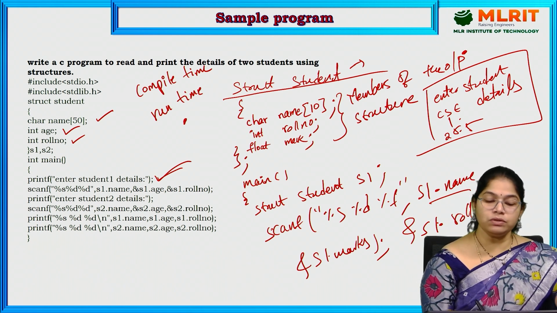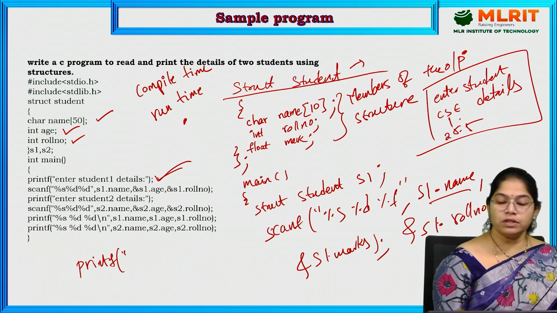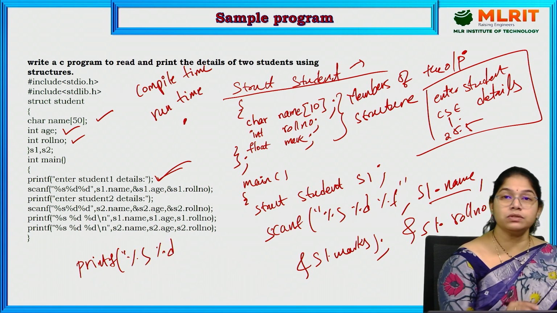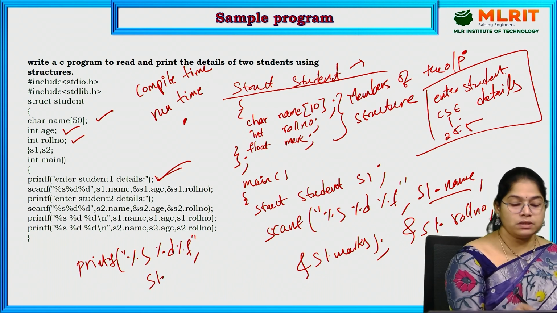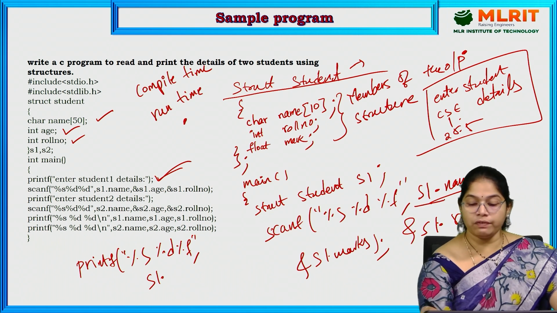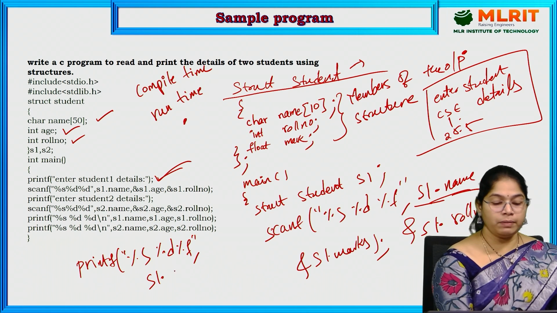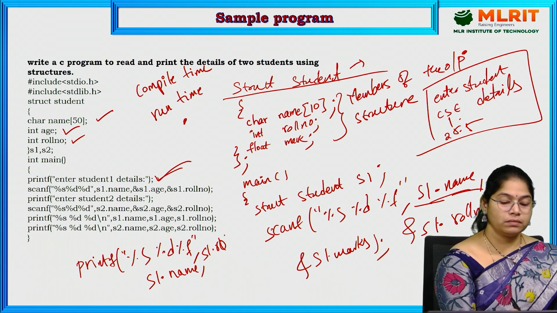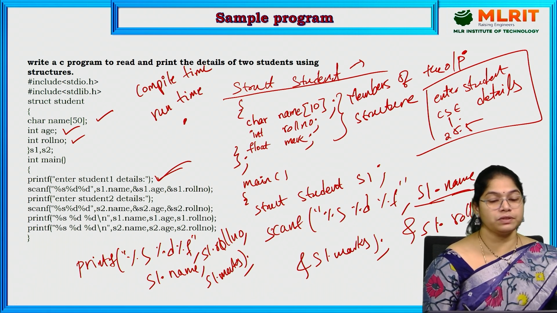So to print the values, we have to use a function called printf. The first one is the string, so %s. Then the roll number, which is of type integer, so %d, and then marks, which is of type float, so %f. To access the members of the structure, we have to use the structure variable and the member with a dot operator. Here the structure variable is S1, dot operator, then the members of the structure: name, comma, S1 dot roll number, comma, S1 dot marks. In this way, we can read the values of a student and print them.